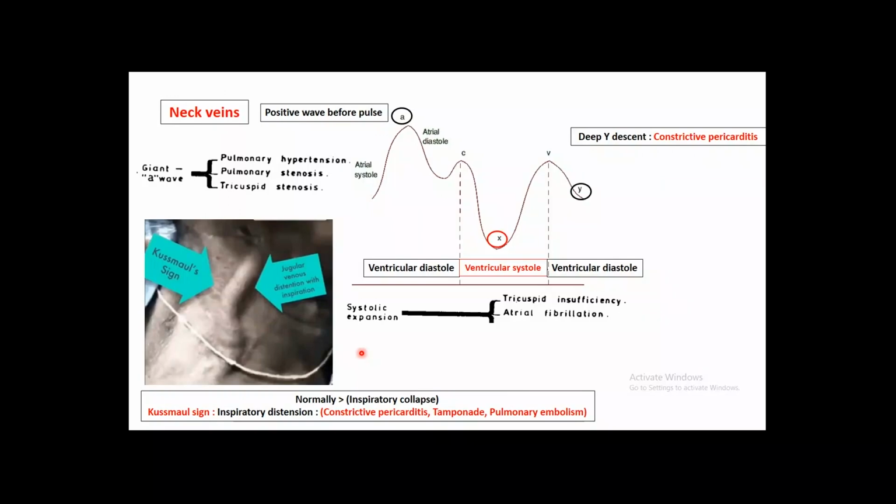And the third comment is after asking the patient to take deep inspiration, is there inspiratory collapse, which is normal, or does the patient have inspiratory expansion of neck veins, which is called Kussmaul sign, that occurs in patients with constrictive pericarditis, tamponade, or pulmonary embolism.